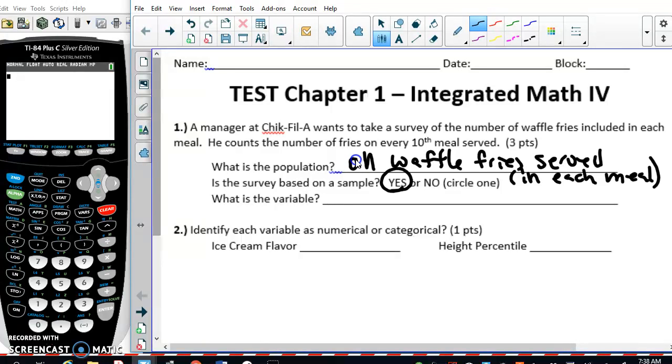Is this based on a sample? Yes. And he counts the number of fries on every 10th meal. So the variable, when he's counting, he counts the number of fries. That's the thing that's being counted or measured.